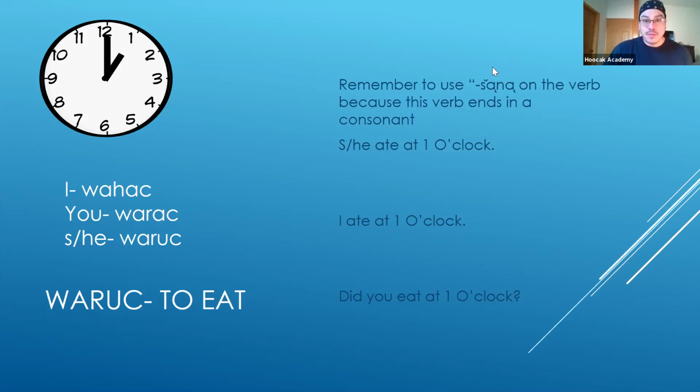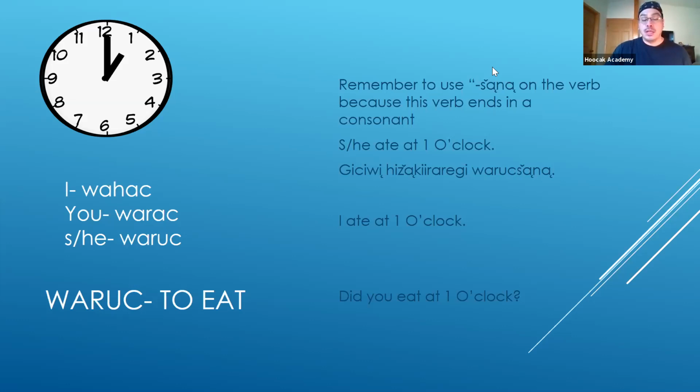The first sentence is: she or he ate at 1 o'clock. Gichiwi hijan hiraregi waruchana. Once again, if you want to talk about somebody, you could say gichiwi hijan hiraregi kunuga waruchana. That would be kunu ate at 1 o'clock.